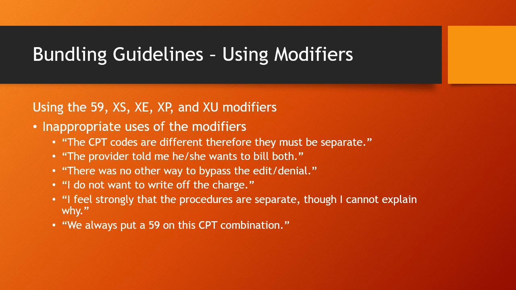I understand nobody likes to write anything off, but if I look at something and decide the claim truly is unbundled, it's inappropriate, and I can't justify a modifier, I need to go ahead and write off that charge rather than trying to shove a modifier on one of my CPT codes and force that claim through and get paid for something that I've already been paid for via another CPT.